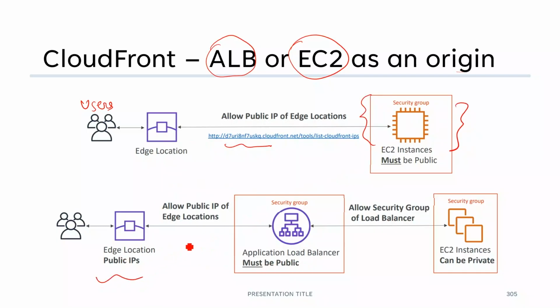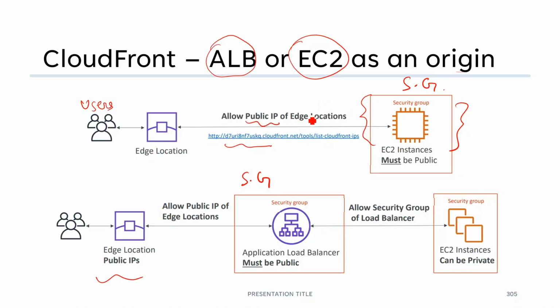So edge location, allow the public IP of edge locations into the security group of your application load balancer. This is your security group, and in this case this is also your security group, and you need to allow CloudFront to access your security group. If you remember in S3, I told you that S3 needs to allow CloudFront to access it, right? Because if CloudFront is not able to access S3, then how will it cache your content? Simple as that.